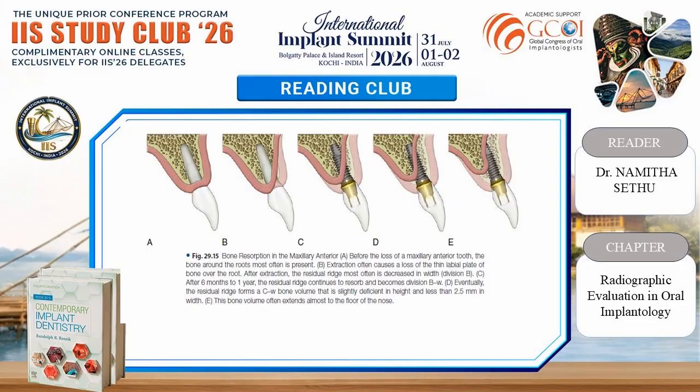Figure 29.15 depicts bone resorption in the maxillary anterior. A. Before the loss of a maxillary anterior tooth, the bone around the roots most often is present. B. Extraction often causes a loss of the thin labial plate of bone over the root. After extraction, the residual ridge most often is decreased in width. C. After 6 months to 1 year, the residual ridge continues to resorb and becomes division BW. D. Eventually, the residual ridge forms a CW bone volume that is slightly deficient in height and less than 2.5 mm in width. E. This bone volume often extends almost to the floor of the nose.